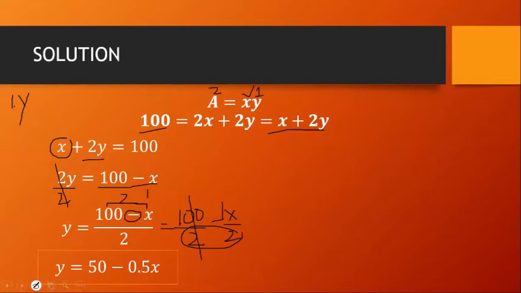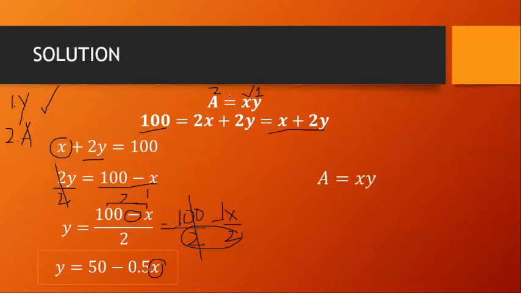50 minus 0.5x. So, yung y natin, na-transform na natin siya into x. Tama? So, okay na yung first goal natin. Pangalawang goal natin, once na nahanap na yung y, maghahanap na tayo ng function for the area. Okay, so balik tayo dito.